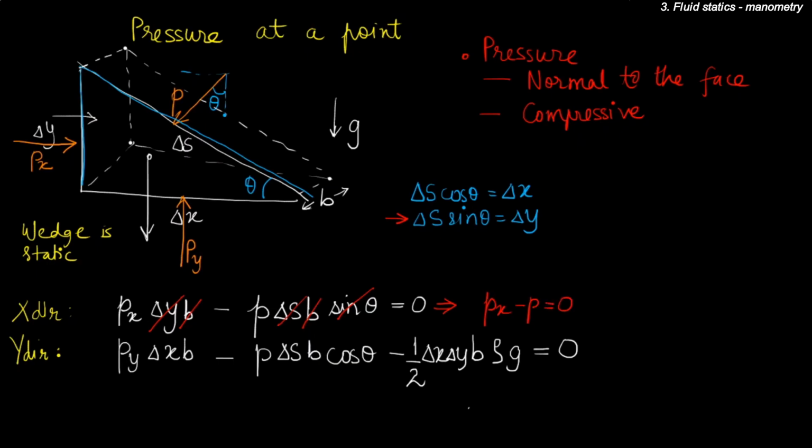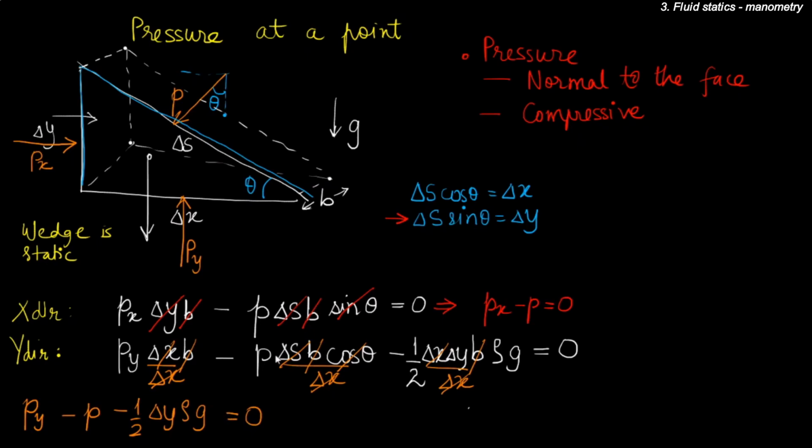Now what about this particular relationship, the y direction force balance? We can first of all cancel the unit width or the width from all terms, and let us divide everything by delta x. So naturally this term cancels. Now delta s cos theta and delta x cancel out, and this delta x also cancels out. So in the end we are left with py minus p minus half delta y rho g is equal to 0.